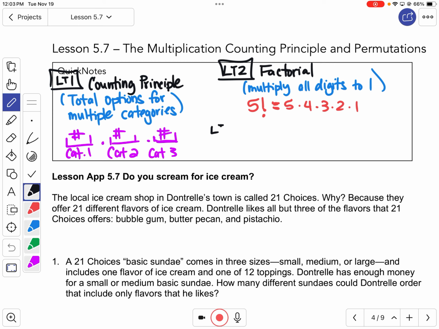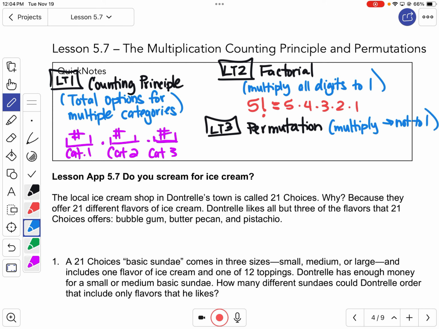And then the last one was a permutation. It's still the counting principle, a fancy word for multiplication. Basically, we're going to multiply, except not down to 1. If you're using your calculator, you'd use that nPr button. And order matters.